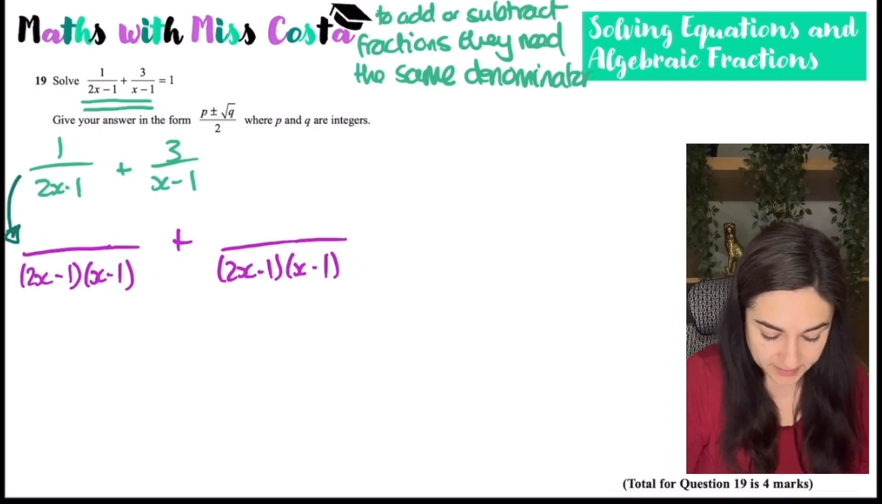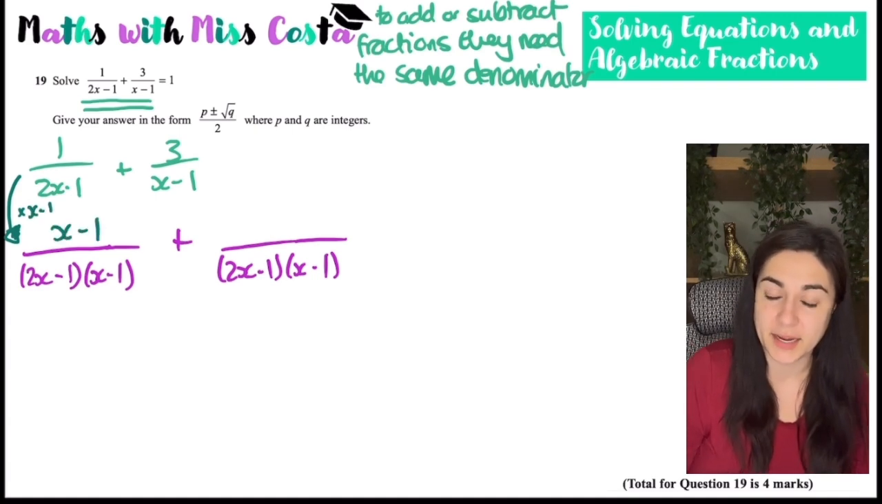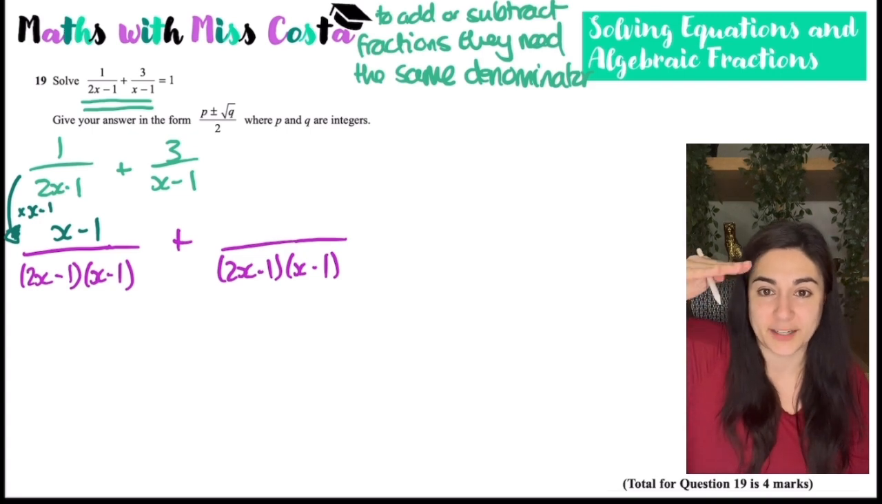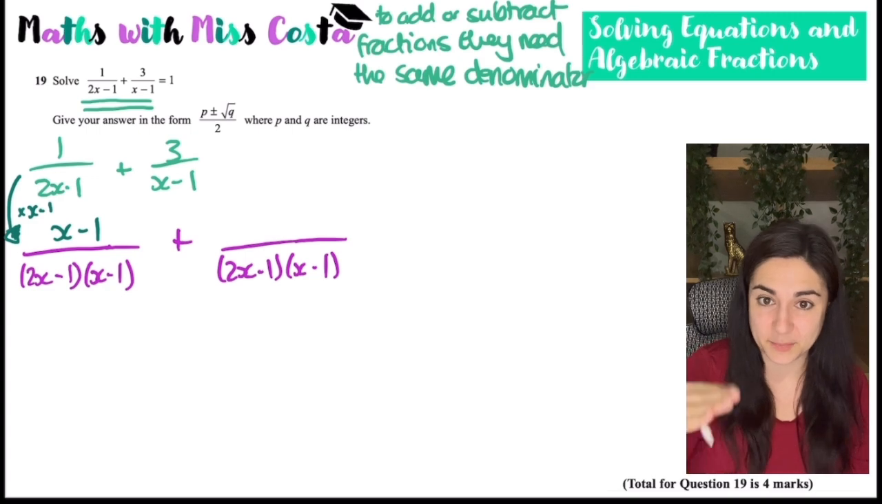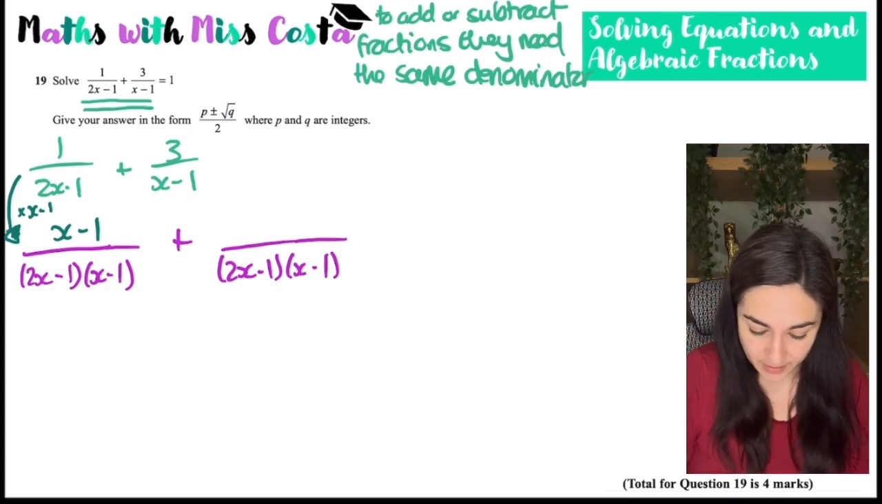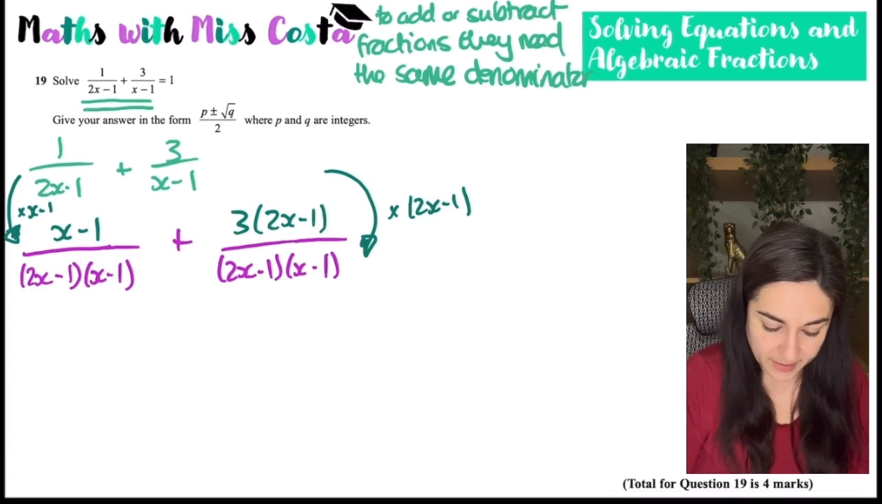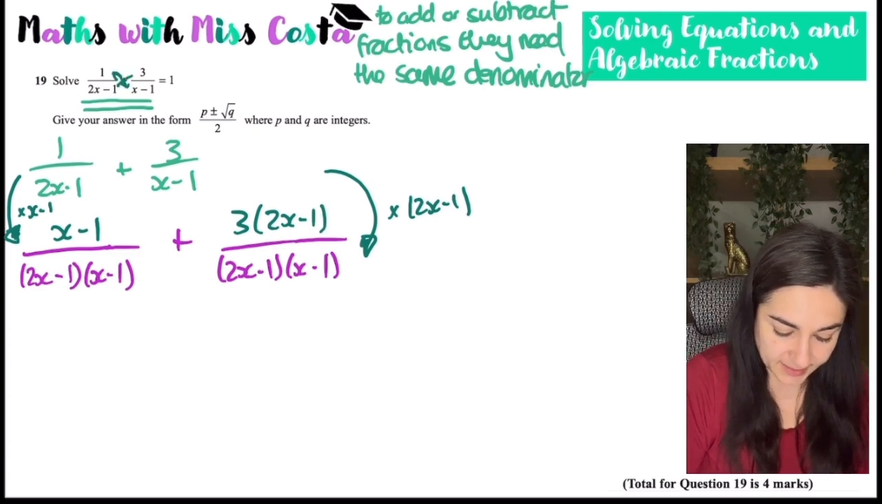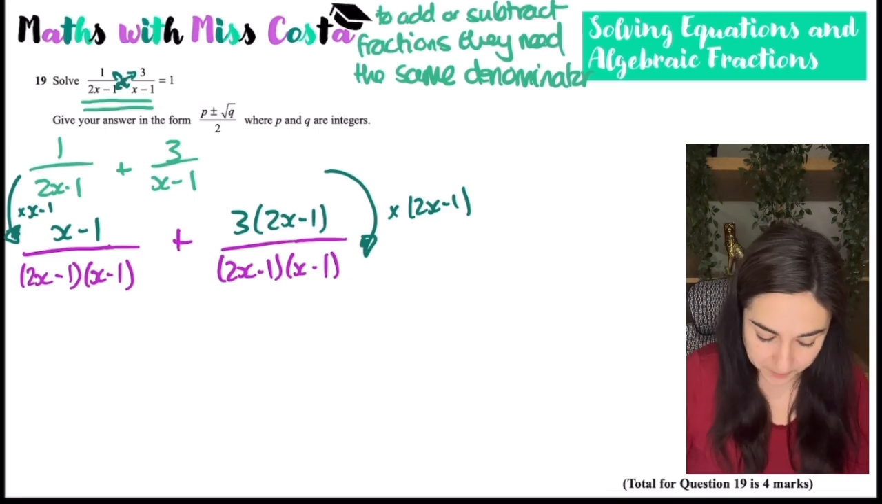So what have I done to the denominator to turn it into this? I've multiplied by x minus 1. So the numerator must also be multiplied by x minus 1, because for a fraction to be kept in the same proportion, the numerator and the denominator need to be treated the same. And then what have I done to this fraction? I have multiplied it by 2x minus 1. So that would become 3 brackets 2x minus 1. The quick way would be literally to do this, where you know that you're going to be multiplying it like that, as long as you understand why.